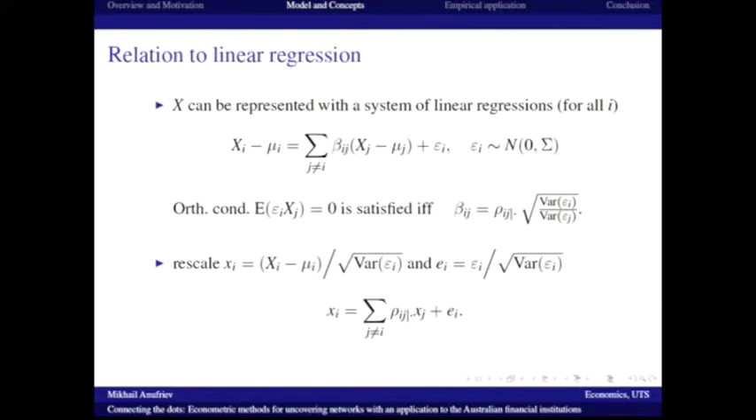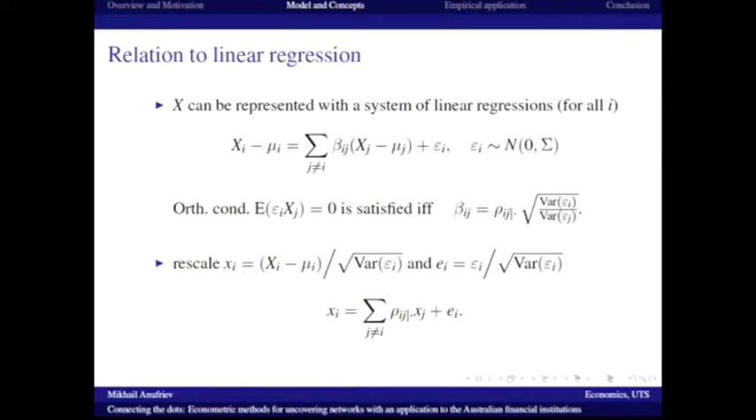When you write this for any i, you have a system of equations. In order to have the orthogonality condition, so that epsilon, the residuals, really are independent of xj, you should have this equality. You can show that for a multivariate random variable with components x1 and so on to xn, these regressions will have orthogonal residuals only if the betas are related to those rho, which were partial correlations, through this equality. Epsilon is the residual, sigma is the variance covariance of these residuals, and these are variances of epsilons, which stay on the diagonal of that big sigma.